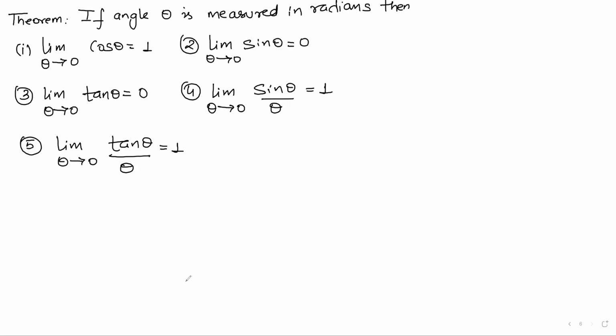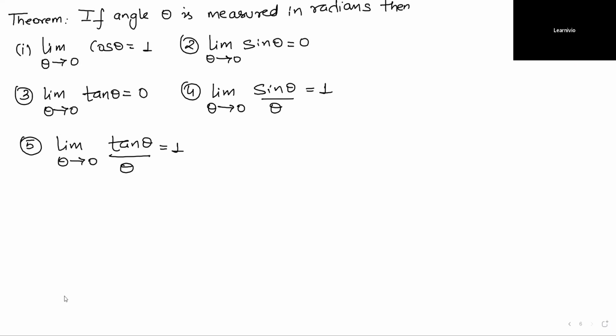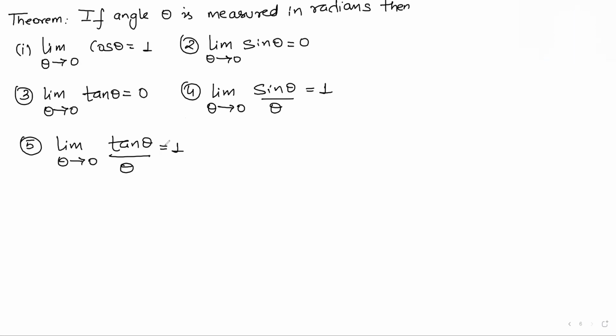Sir, if theta does not tend to 0, then what do we do? In that case the answer won't be 1, it depends on the value of theta, and then we put the value and find it. Suppose this is not 0, then put the value of theta. For example, if you have theta tends to pi by 6, then in the angle please put pi by 6. Sir, then after that we have to write the value of tan 6, and then put the value in it. Okay sir.